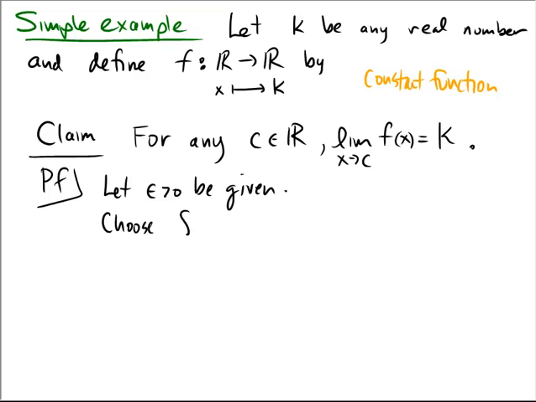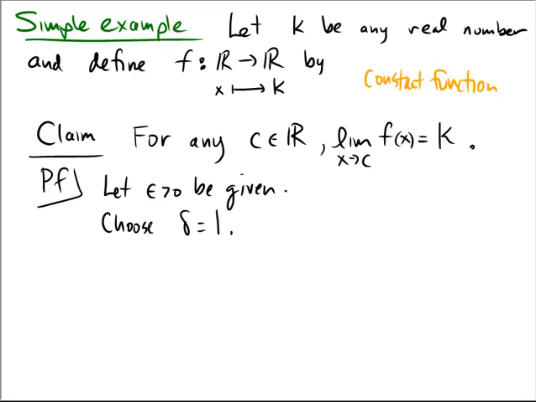And so I'm going to choose delta in this problem to be equal to 1. As you will see when we complete the proof here, delta could have been absolutely anything because this is a constant function, so it's fairly simple to see what happens at the end here.